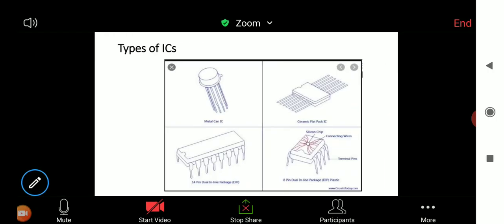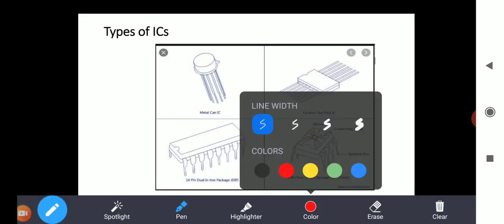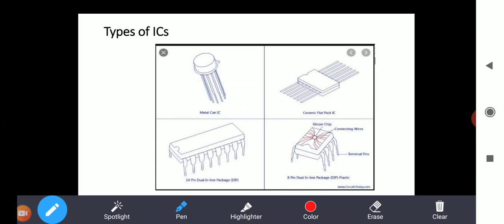Now if you see, these are the different types of ICs. This is the metal can IC. This is the ceramic flat pack IC. These are all ICs. And this is the dual inline package IC, which we generally see in the labs. This is a 14 pin dual inline package. Here also, this is a dual inline package IC.